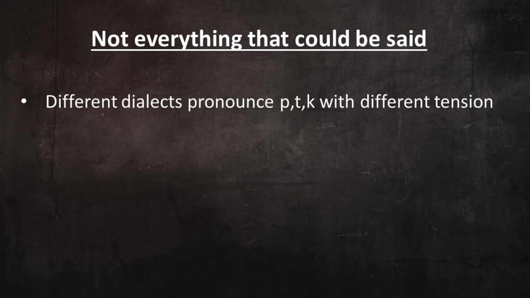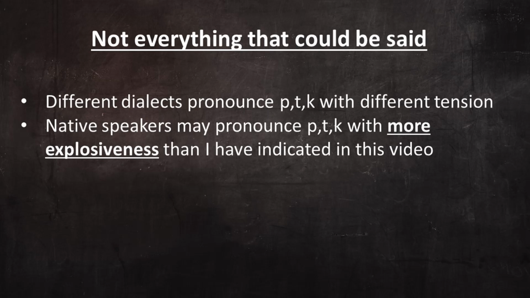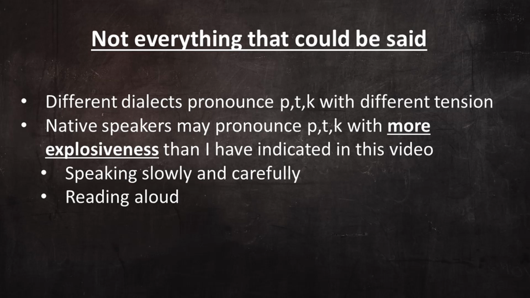Different Spanish dialects pronounce them with different tension. The principles that I've described here apply to spontaneous, casual speech spoken under average conditions. Native speakers may pronounce P, T, and K with more explosiveness than I've indicated in this video when speaking slowly and carefully, and when reading aloud, and especially when speaking emphatically. But this is a good starting point for getting English speakers thinking about how to change the way they pronounce P, T, and K to make them sound more authentically Spanishy.